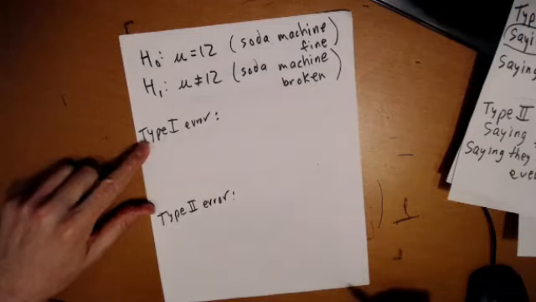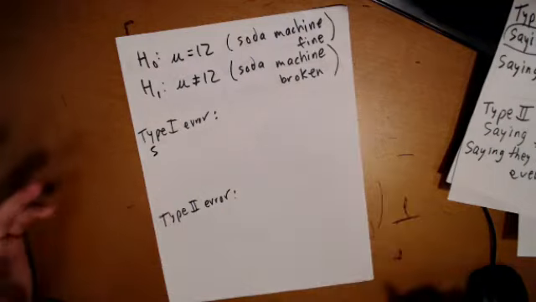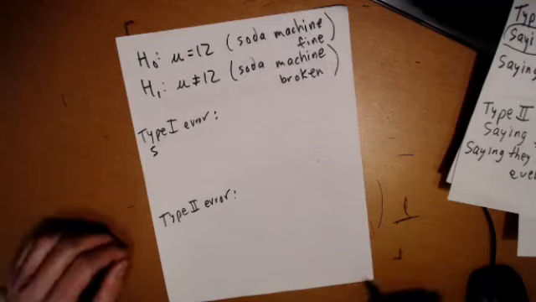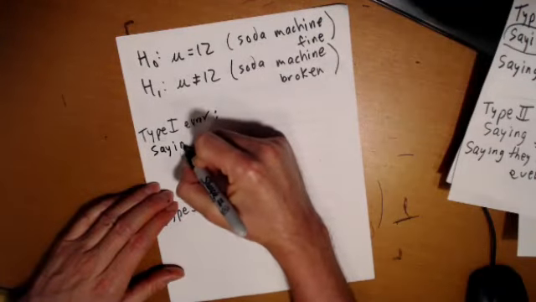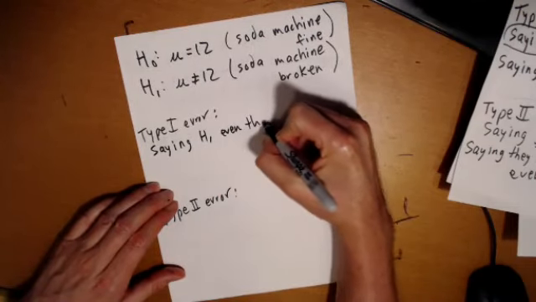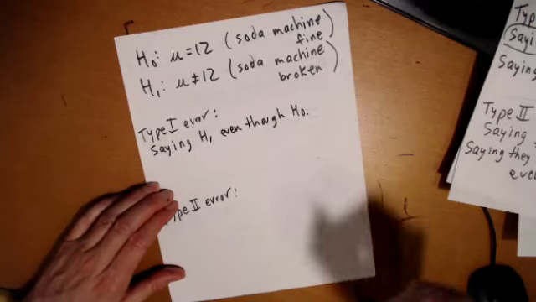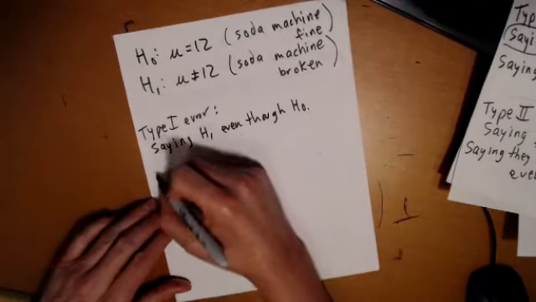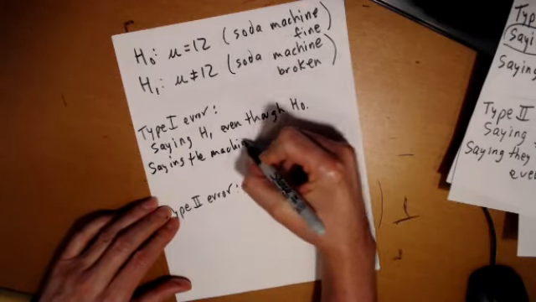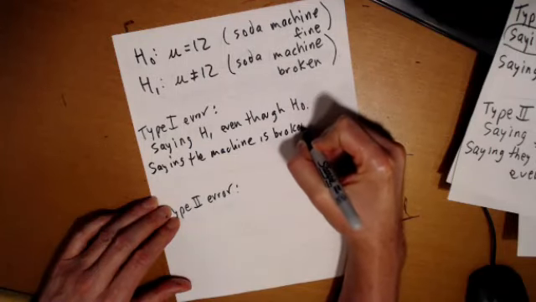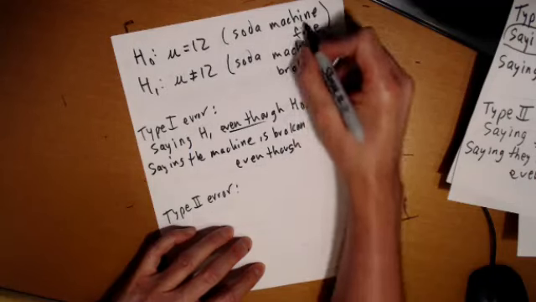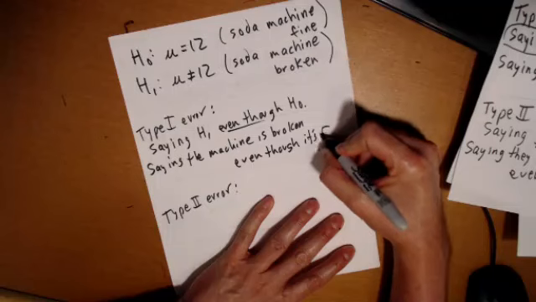Okay, so type 1 error. I'll write down my little shortcut. Maybe you pause right now and try it on your own? Saying blank even though blank? No, you don't want to pause? Fine, okay. So the type 1 is saying H1, the alternative, even though H0. So saying H1, saying the machine's broken, even though H0, even though it's fine. It's working great, it's fine.